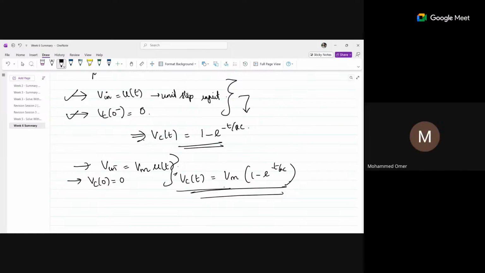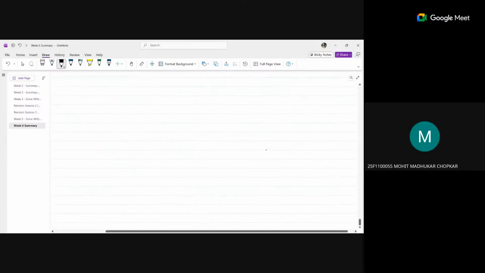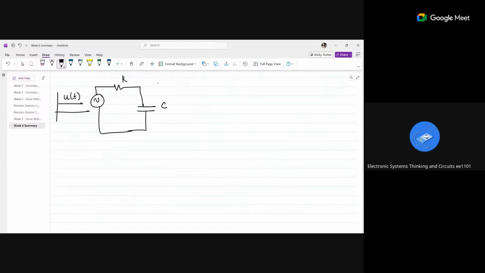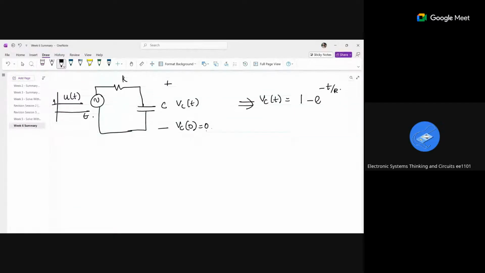Ma'am, can you give an example of when we use which one? It will be helpful. See, if I am saying this is a step input u of t, and there is a capacitor connected, if the circuit is like this, and they have also given another condition that the voltage across the capacitor at time t equal to 0 is 0, and the unit step input is 1, then the voltage Vc of t is equal to 1 minus e power minus t by RC. This is my first equation.